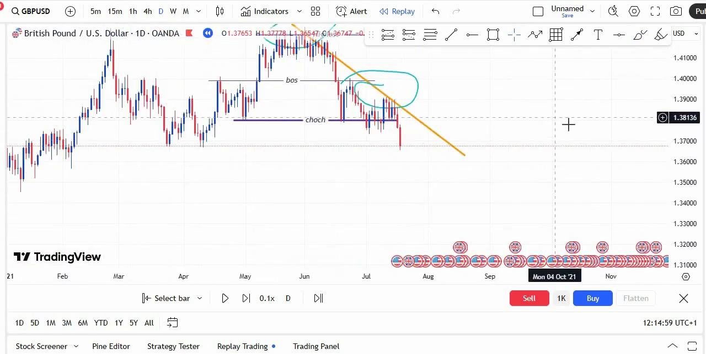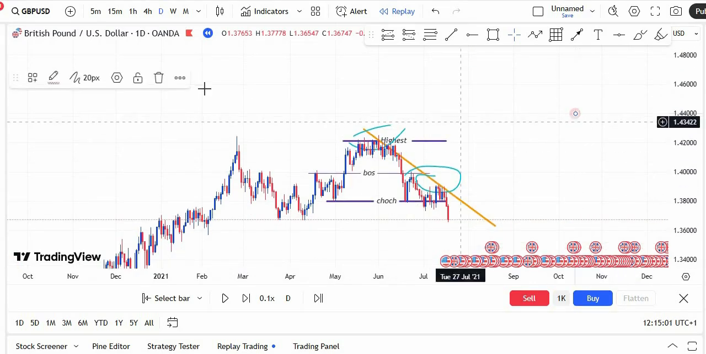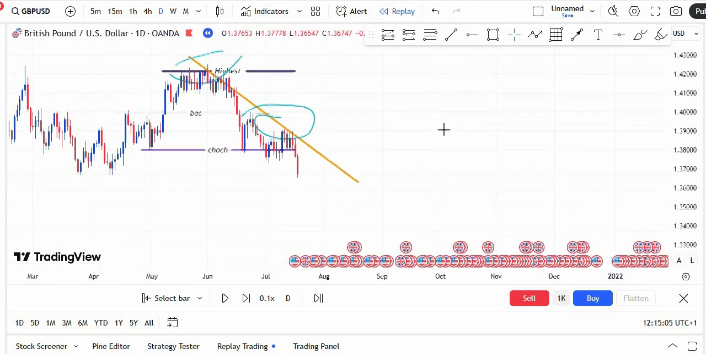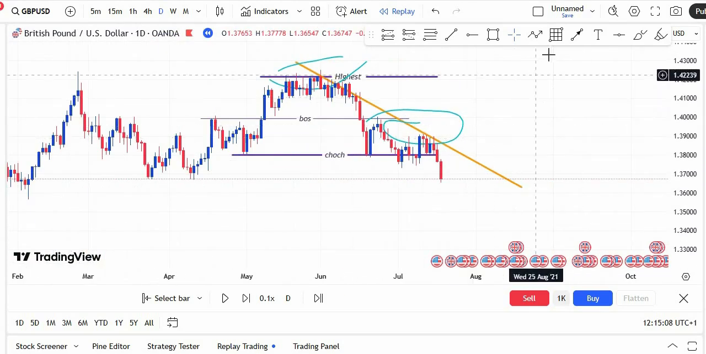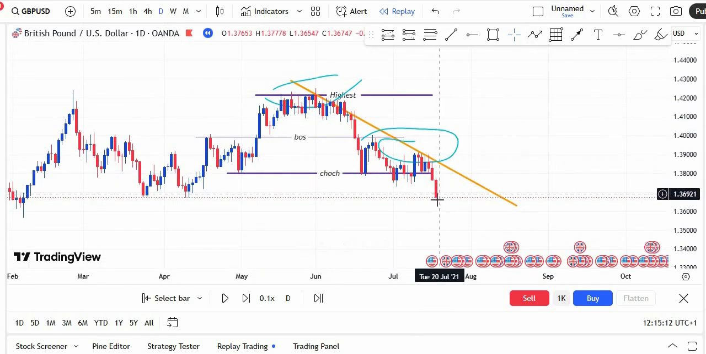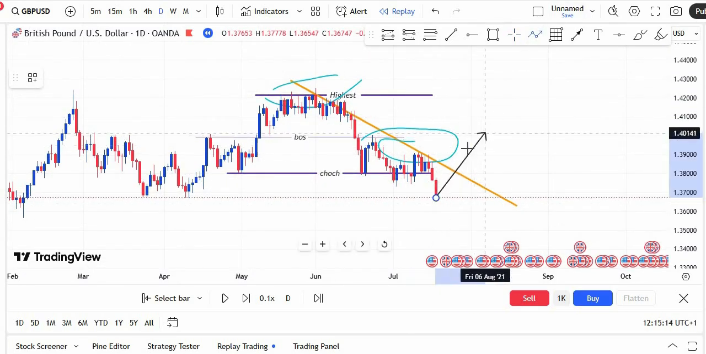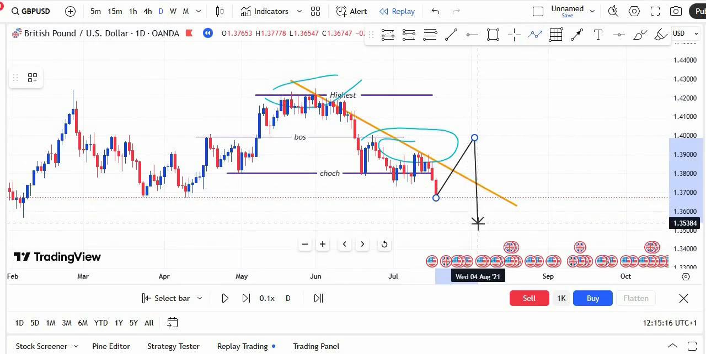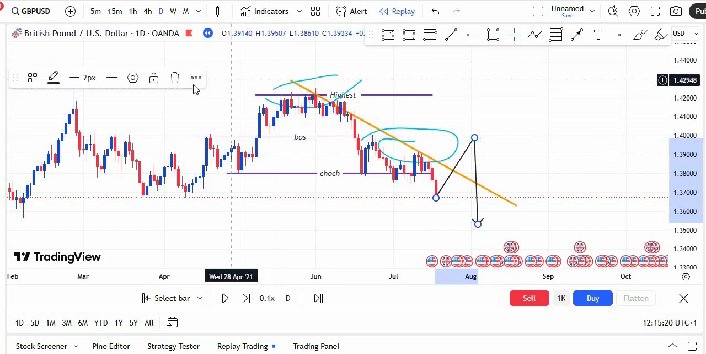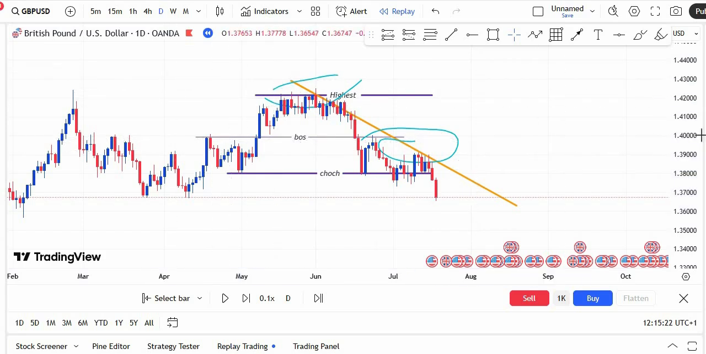As a trend line user, I know we have this type of mistake: once we see the market break out of the trend line, we quickly enter the market and go for a buy, and we see the market come back down. It's because you don't understand market structure.